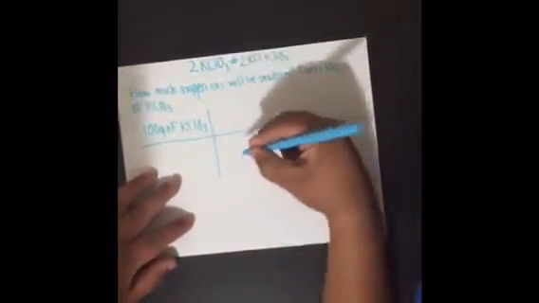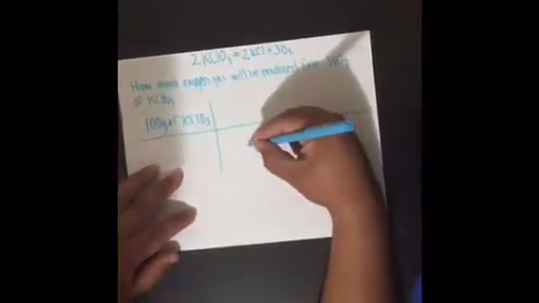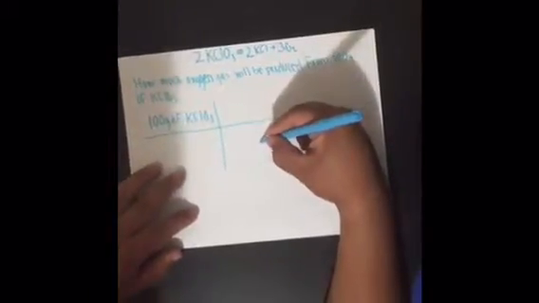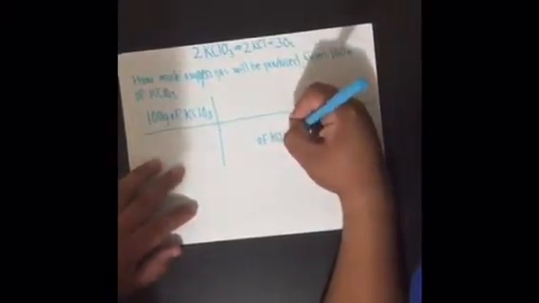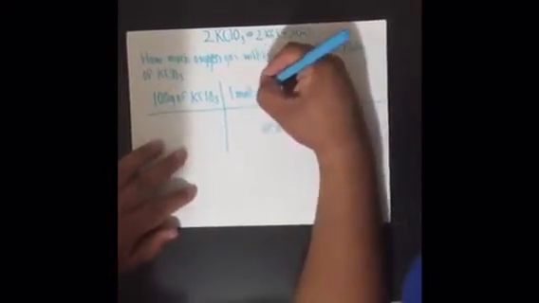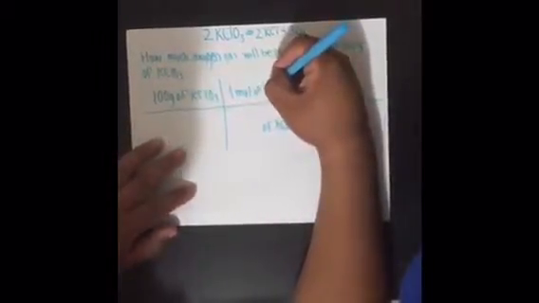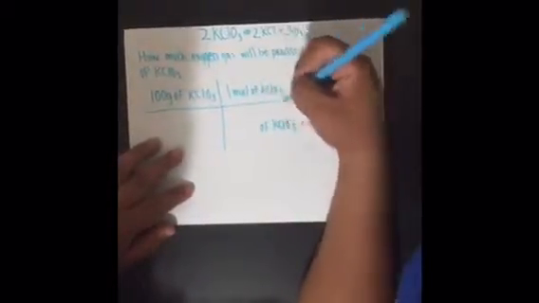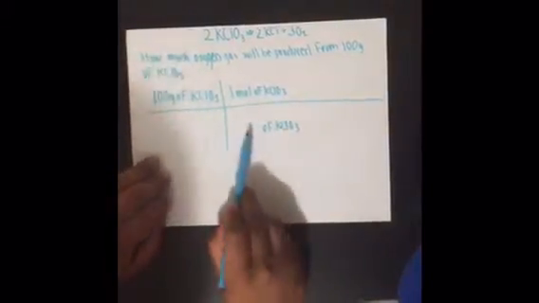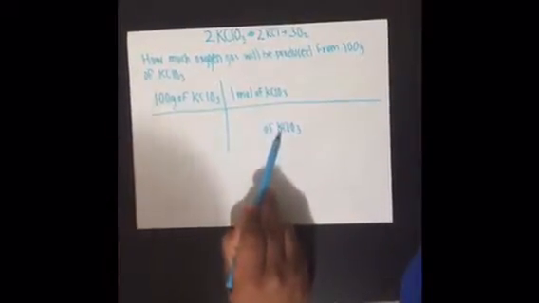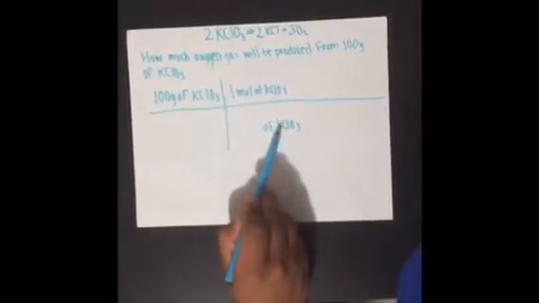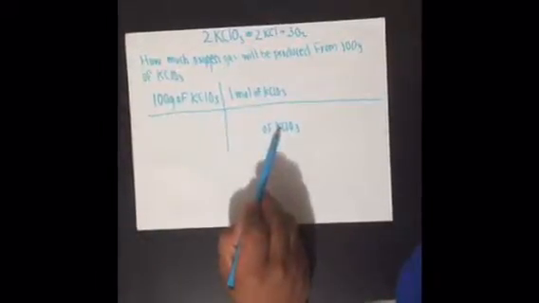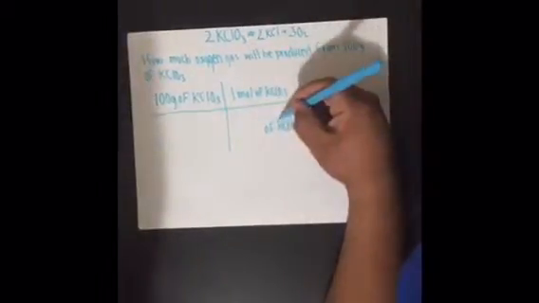You set it up, and then on the bottom you always write the given too, which is KClO3, and you put 1 mole of KClO3. Alright, so to find this number, you have to go into your periodic table and look at the atomic mass. K equals 39.10. I usually round it off, so I'll round it off to 40.